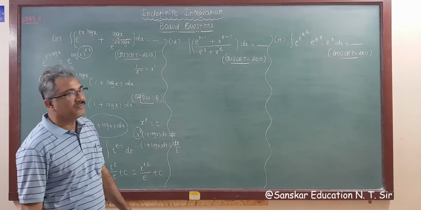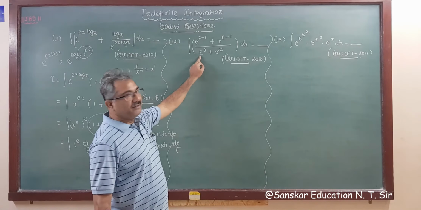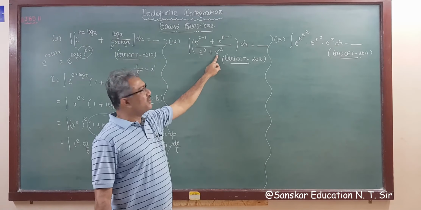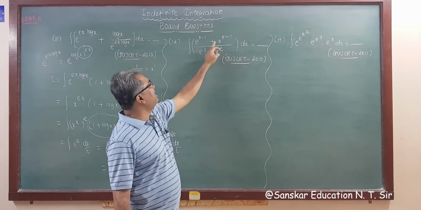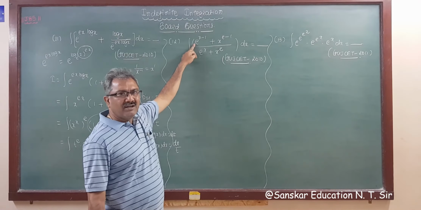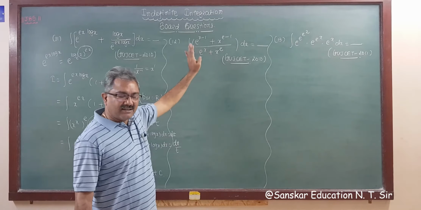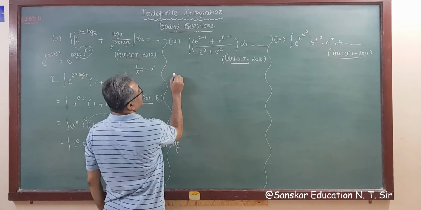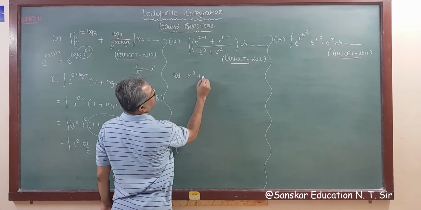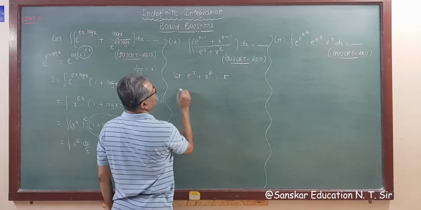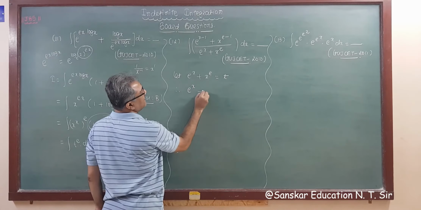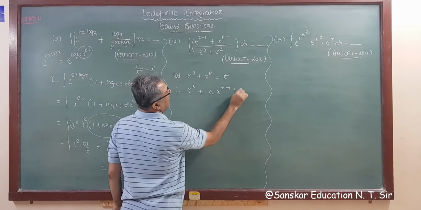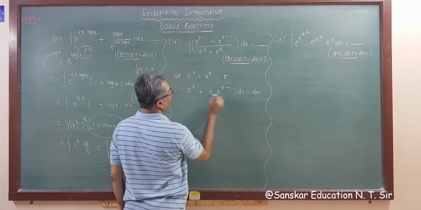Now see, the derivative of this, if we assume e raised to x, is e raised to x, and the derivative of this is e x raised to e minus 1, but there is no e here, and here 1 e is more, so we assume this as t. This is nothing but the derivative of the denominator is in the numerator, but you can't understand, so we assume let e raised to x plus x raised to e is equal to t, so the derivative of this is e raised to x plus the derivative of this is e x raised to e minus 1, and dx is dt.